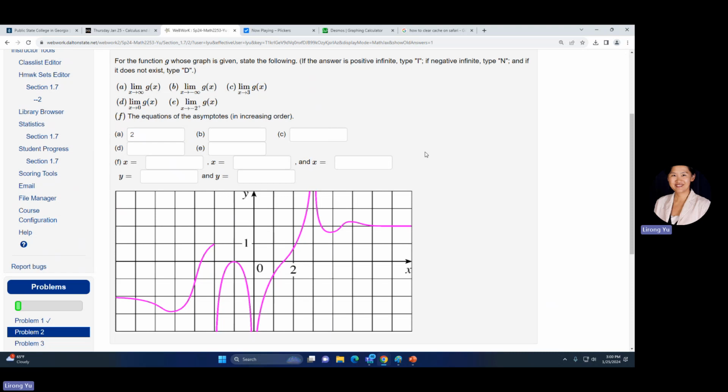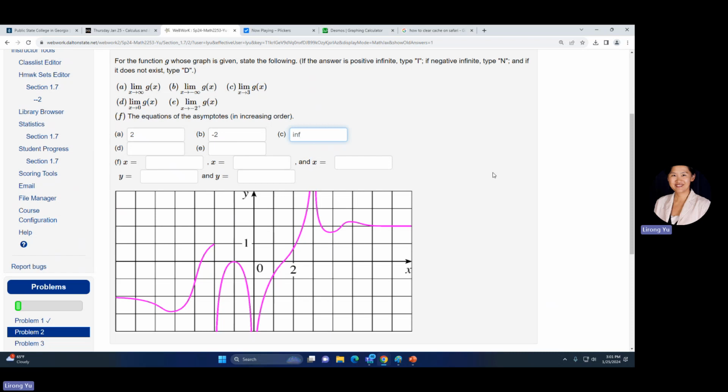Hope you're with me. The second one is the one when x goes to negative infinity. That would be the one on the far left. What is this? It's -2. So then that will be -2. C is when x approaches 3. So I think 0, 1, 2, 3, right? Which should be infinity. So the C is infinity.